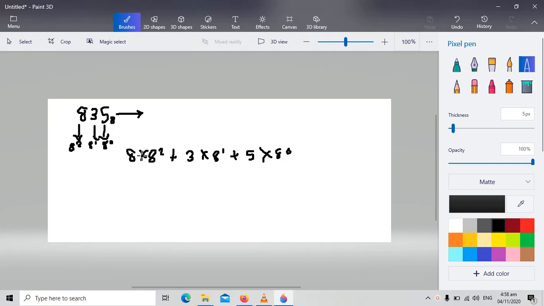Now we'll do the same process again, but this time we multiply these. 8 times 64, plus 24, because 8 to the power of 1 is 8, so 3 times 8 is 24, plus 5 times 8 to the power of 0, which is 5 times 1. Remember, 8 to the power of 0 is equal to 1. You don't need to multiply it.